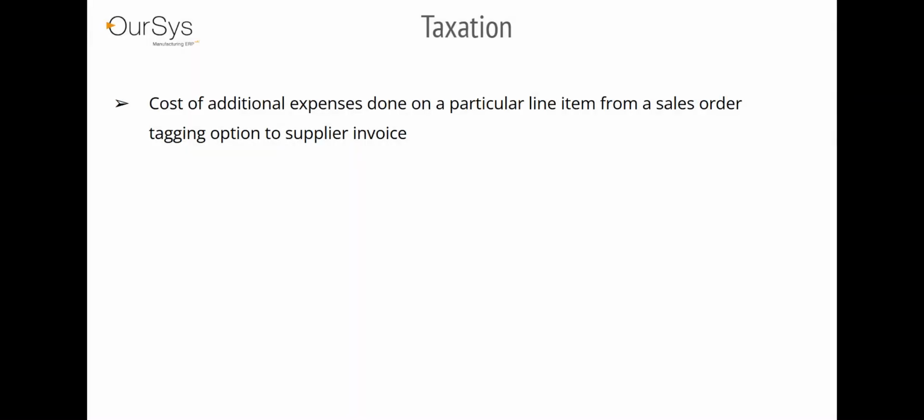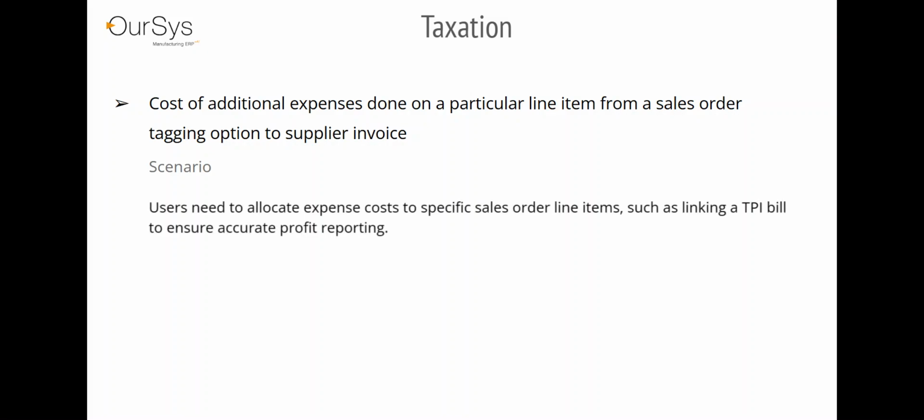Taxation module. Cost of additional expenses can be tagged from a particular line item of a sales order to the supplier invoice. Sometimes businesses need to assign extra cost to a specific item in a sales order. For example, if they hire a third party inspector to check an item before shipping, the inspection cost should be linked to that particular line item.